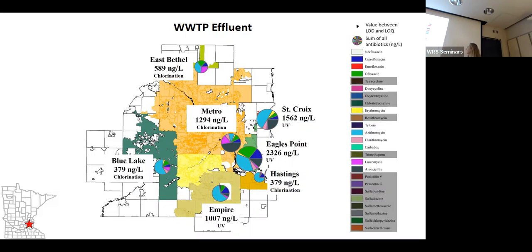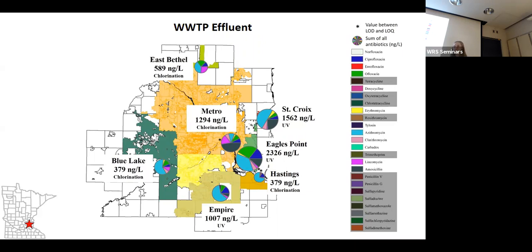Over here, we have all of the antibiotics that I tested for. The ones that are grayed out were not present in any of these, and the ones that are not grayed out were present in at least one sample. The size of the circle represents the total sum of the antibiotics. So, for example, this has 2,326 nanograms per liter of total antibiotics, and so that's going to be larger than one that only has 379 nanograms per liter of antibiotics. And then the asterisks, don't worry about it too much. It's more of a technicality, but it just signifies the value that's between the limit of detection and limit of quantification.